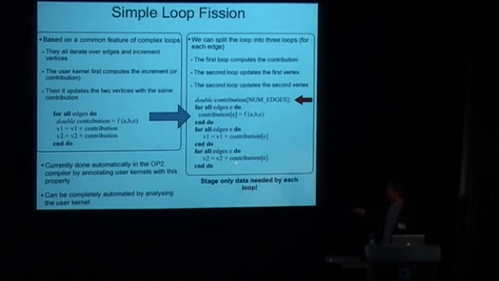They all iterate again over edges, but now the first loop computes the contributions and stores them into the global GPU memory. The second one is going to access the same contributions computed by the first loop, and it's going to increment all the left or right vertices of each edge. And the third loop will update the remaining vertex. Now, this simple thing can be currently done automatically in OP2 without analyzing the user kernel. If we want to split even more, so get also better performance, we need to split the contribution calculation here, which requires a user kernel analysis.